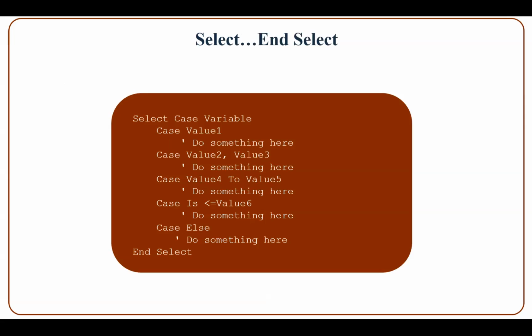Another decision structure is select case. So here you test the variable to see if it is equal to a value, then you do something here. Otherwise, you check other cases. You can also compare the variable with more than one value. For example, value 2 and value 3.